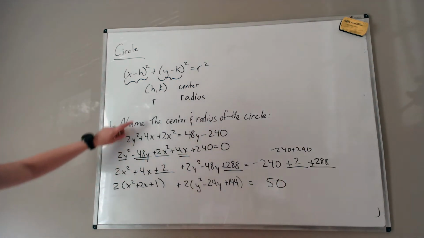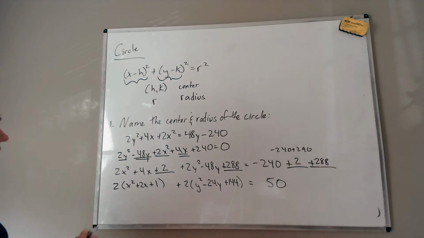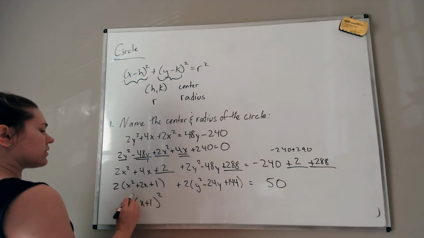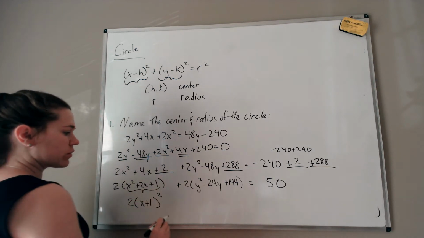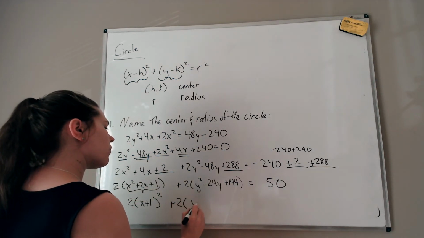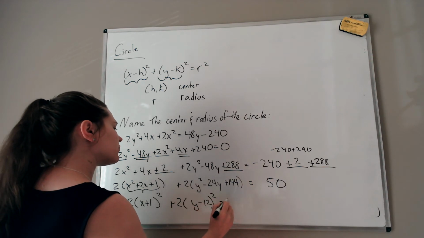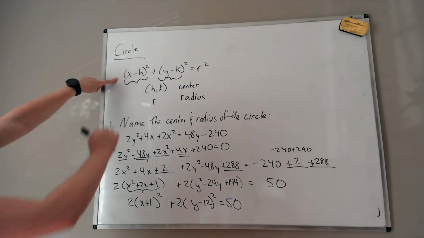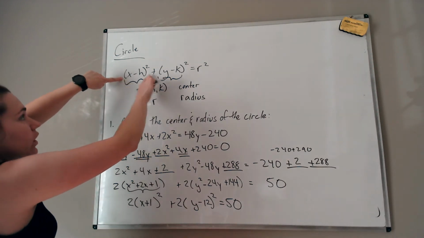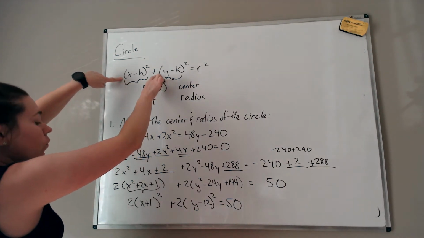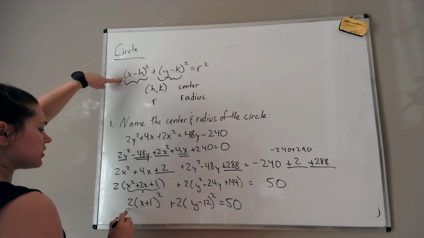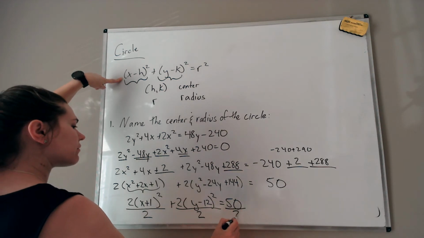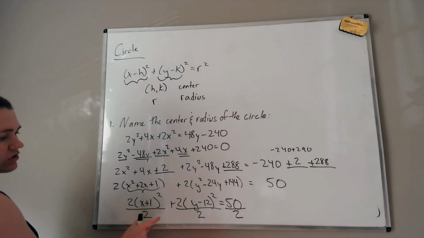Okay, so now we're getting closer, right? We have to write these as squares of binomials, so that's going to be 2 times (x plus 1) squared, which you're allowed to do because this is now a perfect square trinomial, plus 2 times (y minus 12) squared equals 50. And now what's the only difference between right here and this? Look at what's in front of the square of a binomial. 1, what's in front of the square of a binomial here? 2 and 2, so we shouldn't have that there, so we have to divide off that 2. Whatever you do to one term, you've got to do to all terms.